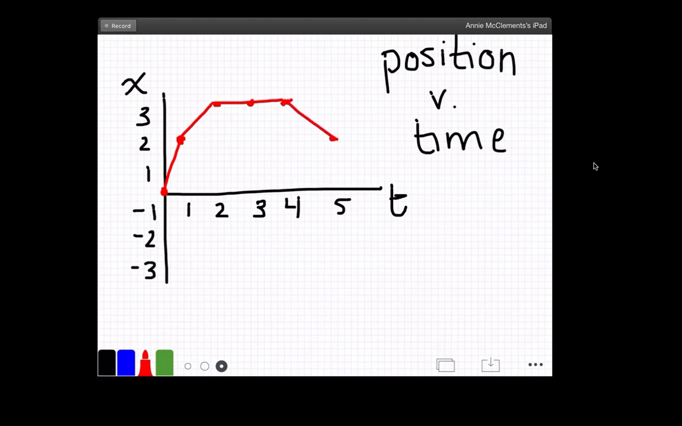So now we have a nice visual representation of the motion of that car. Much easier than saying, okay, this car started out going pretty fast, it went from 0 to 2, then it went from 2 to 3, then it stood still for a little bit, and then it turned around and went back. We can just show someone this picture, and they've got all the information they need.